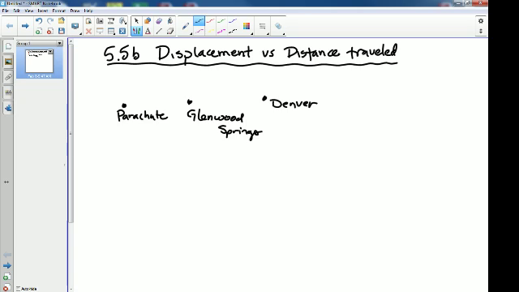Does anybody know these distances? Okay, so we could do 53, and I know that means that this is about 127. If I drive from Parachute to Denver, back to Glenwood, what is my distance traveled?